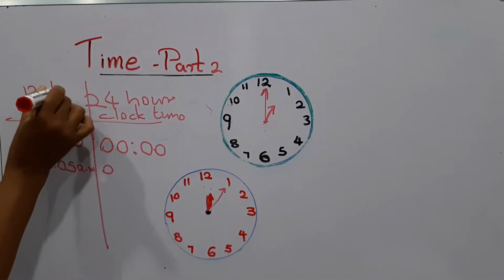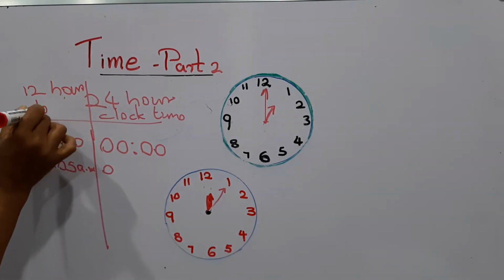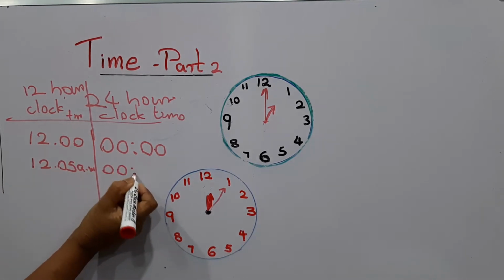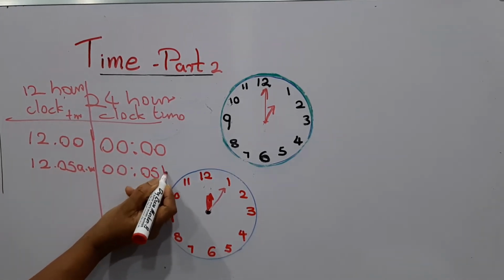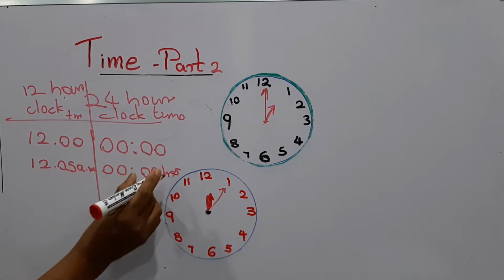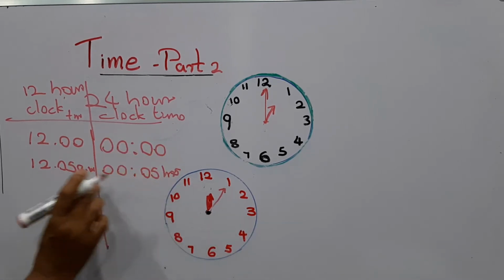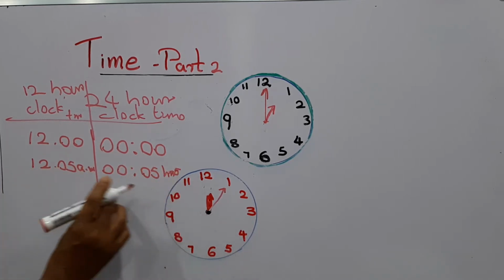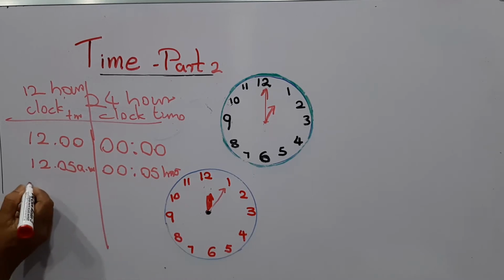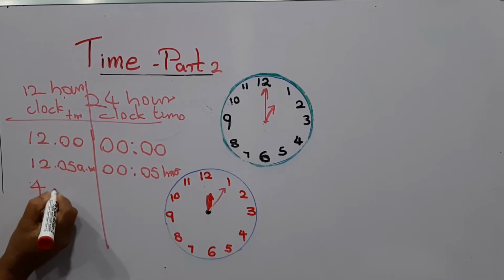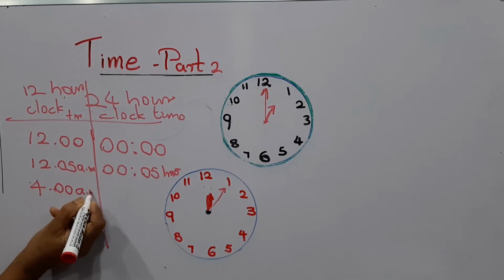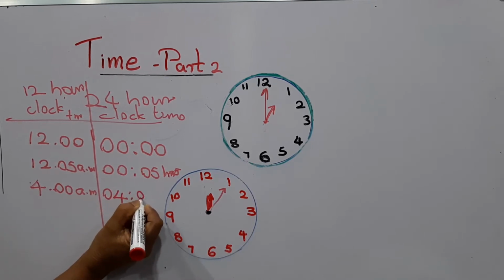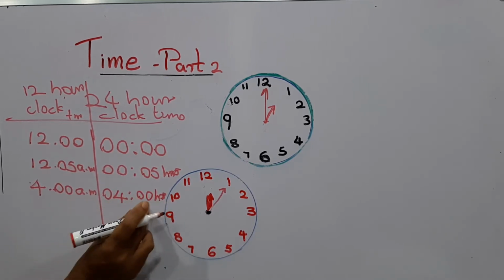Here is the 12-hour clock time. We write it like this. Now it is a new day, that is 12:05. That means 5 minutes past. Then we'll think about 4 a.m. Then we write the time as 4 hours. There must be 4 numbers and hours.